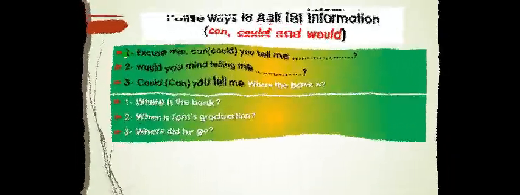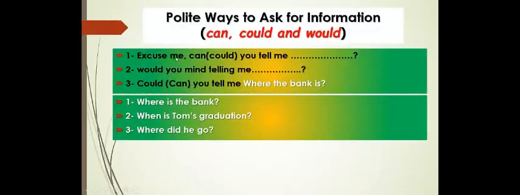Here we go. Number one, as you can see here, excuse me, can or could you tell me? Can you tell me? Could you tell me? Then the question. Number two, would you mind telling me? Then the question. But what happened to the question?